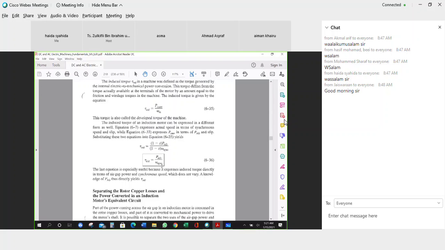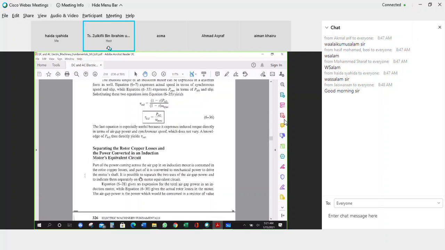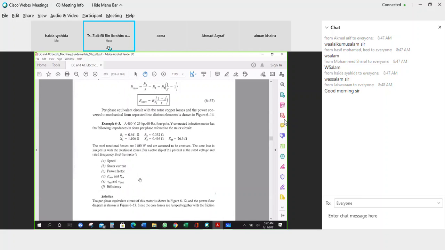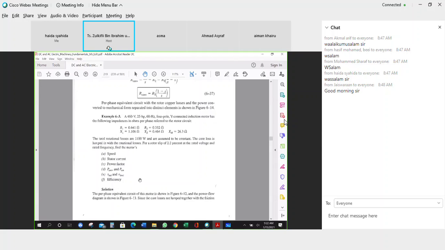All right, to be more clear on this explanation, we shall go to example 6.3. You have a 460 V, 25 HP, 60 Hertz, 4 pole, Y connected induction motor with the following impedances. When you have these figures, you should visualize your own figure.